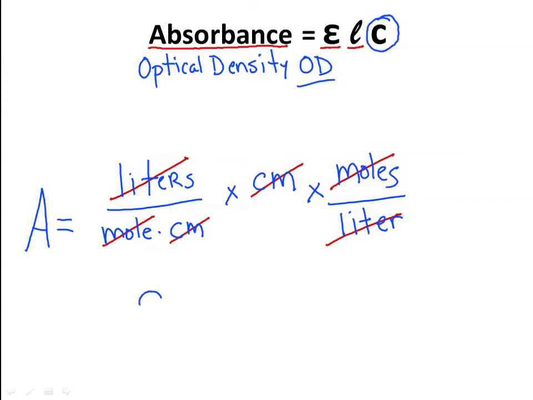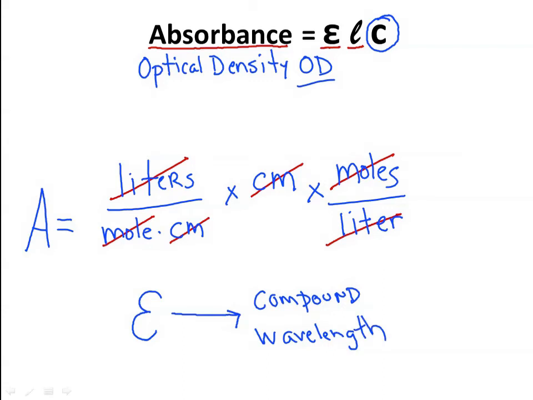The last thing I want to say here is that the extinction coefficient, which is a constant, is dependent not only on the molecular nature of the compound being analyzed, but also on the wavelength of light that's being used to illuminate the sample, or the lambda. So the next question to ask is this. When we're analyzing a sample by spectrophotometry, how do we determine what wavelength of light to use?